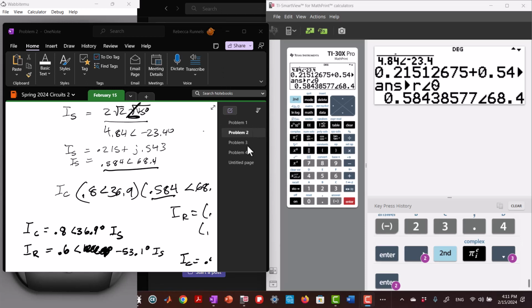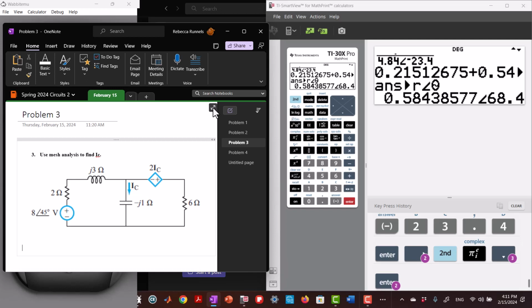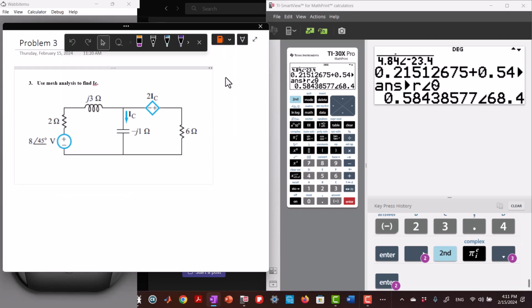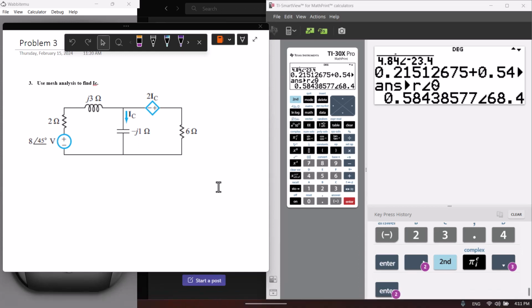So problem 3, we're going to be using mesh analysis to find the value of IC, which is the current through the capacitor. So we're going to do it the same way that we did mesh analysis in circuits 1.